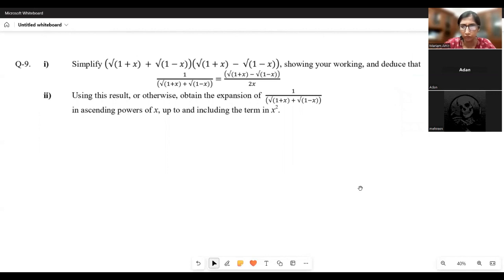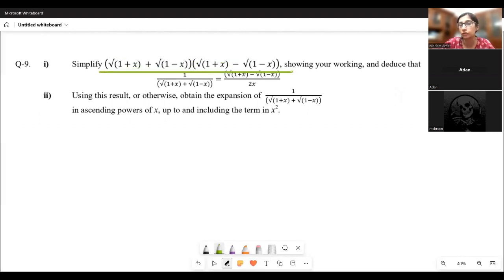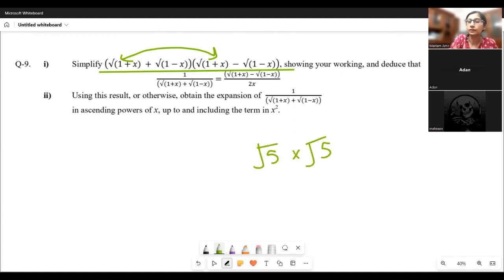Simplify this. First, we have to expand these brackets, showing your working, and deduce that this is actually equal to this. Okay, let's just start with the first part and ignore the rest of the question. It says simplify this, so let's just multiply these terms. When this and this get multiplied, it's the square root of the same value. For example, the square root of 5 times the square root of 5 is just the square root of 5 whole squared, which is just 5.